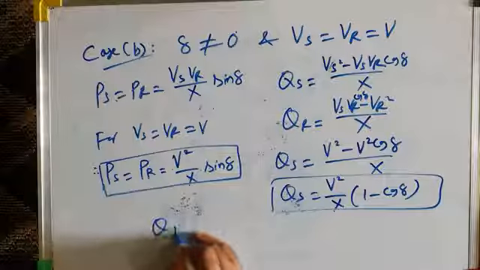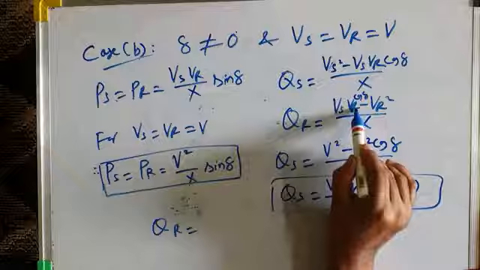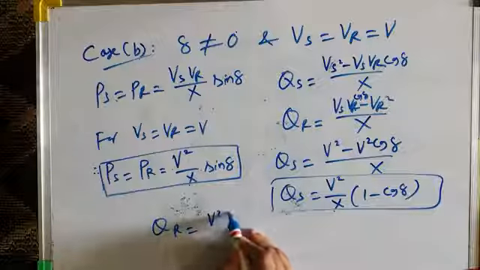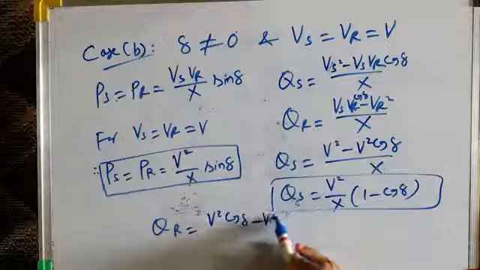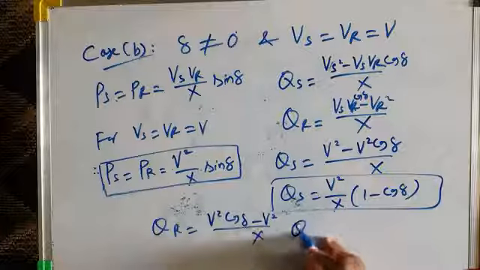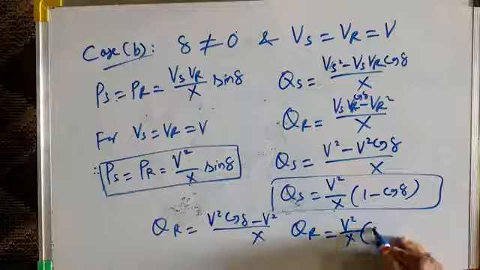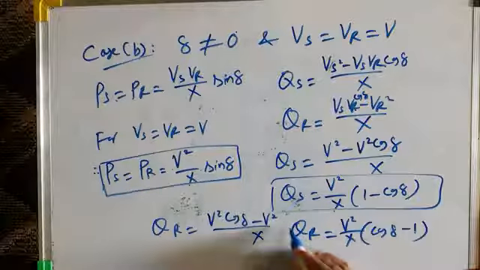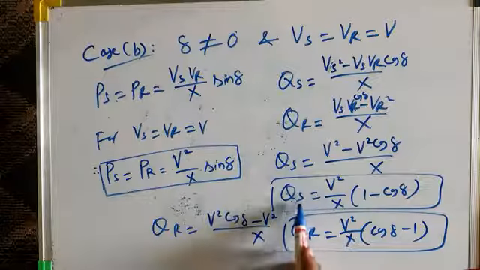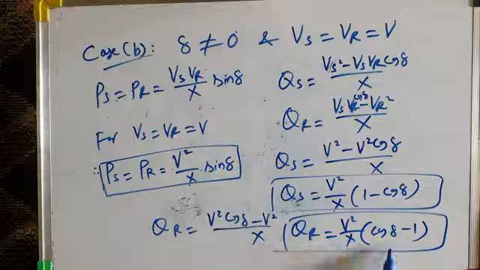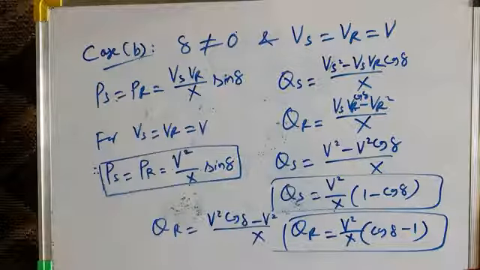Similarly, if you see reactive power at the receiving end, Vs Vr cos delta, Vs is V, Vr is also V, V into V is V square. So V square cos delta minus Vr square, with Vr equal to V, so V square by X. So Qr is equal to, if you take V square by X common, cos delta minus 1. So these are the equations for sending end active power, reactive power at sending end and reactive power at receiving end for Vs equal to Vr equal to V, right?